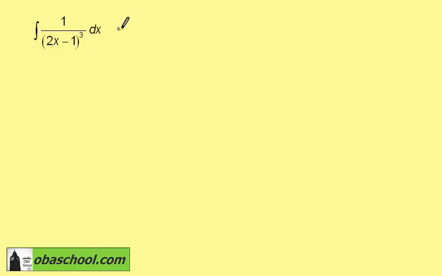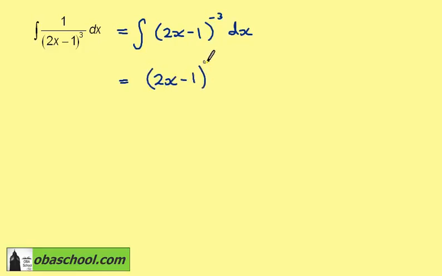We want to integrate 1 over (2x minus 1) cubed with respect to x. We could rewrite this as the integral of (2x minus 1) to the power minus 3. If we integrate the bracket, we get (2x minus 1) to the minus 2, increasing the power by 1, and then we divide by the new power.